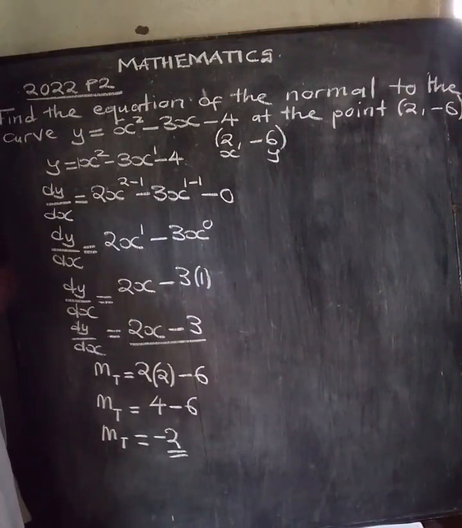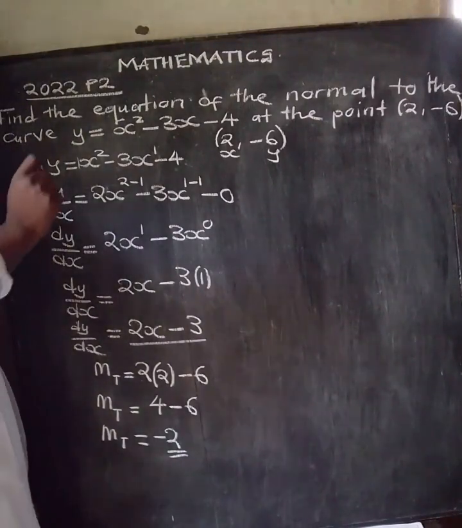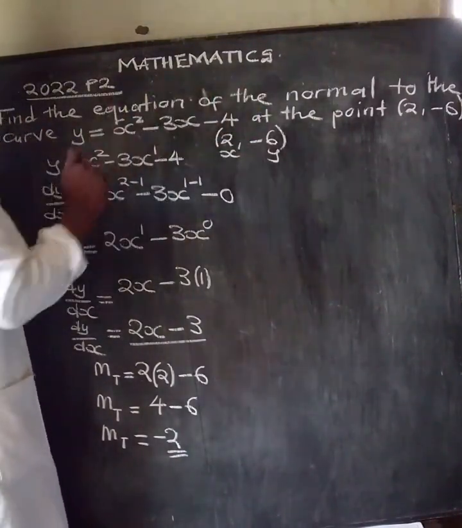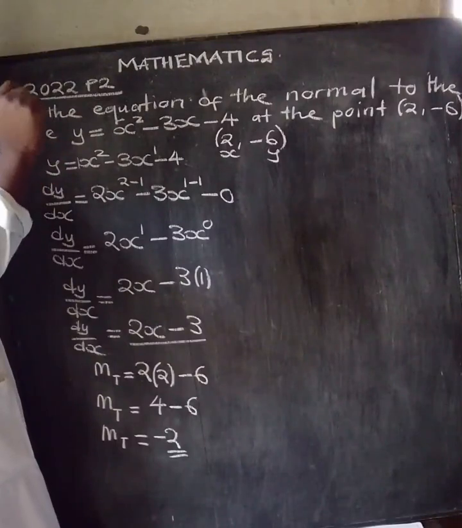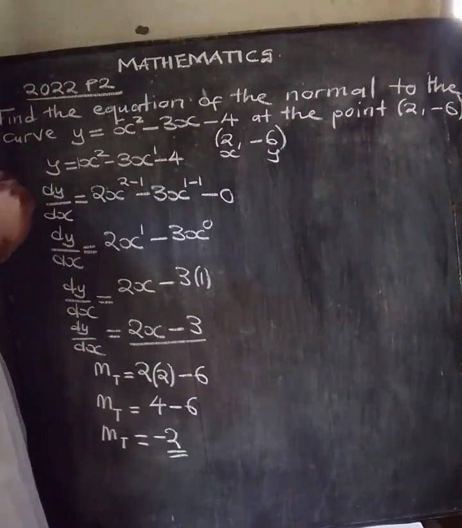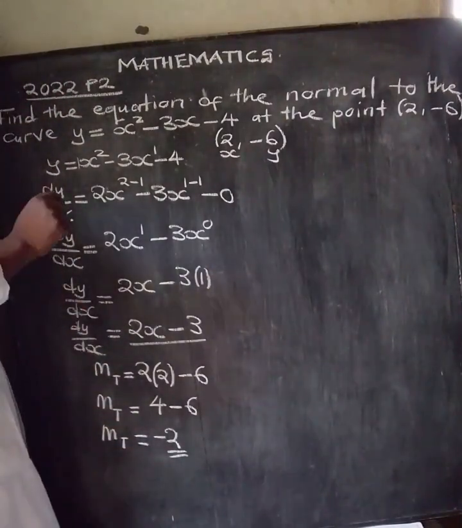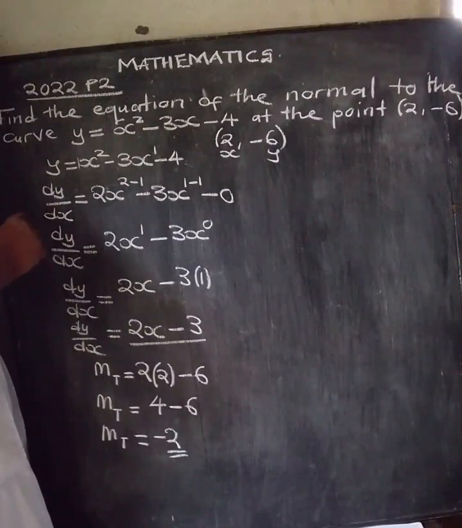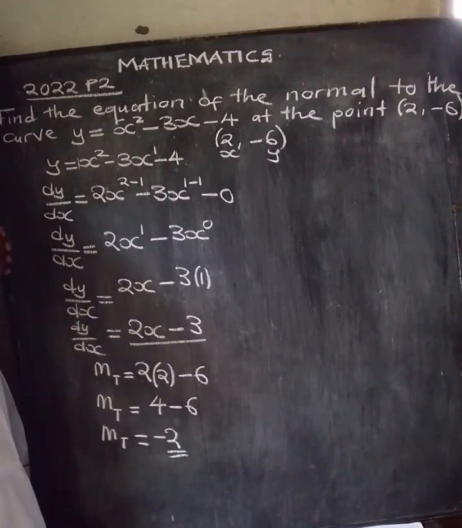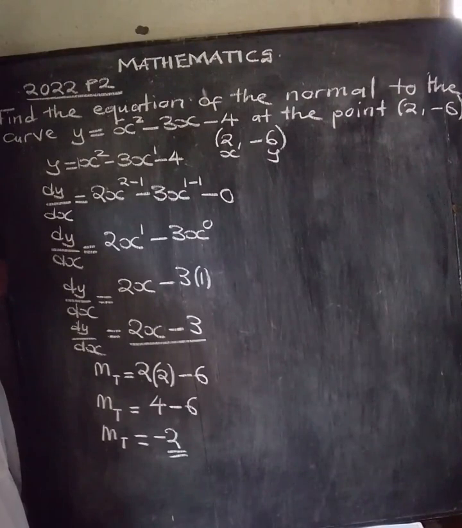So now, we're going to find the gradient of the normal. Since we are told to find the equation of the normal, we need to find the gradient of the normal. We are not supposed to use the gradient of the tangent, no. We use the gradient of the normal. Okay. So now in this case, how do you find the gradient of the normal?